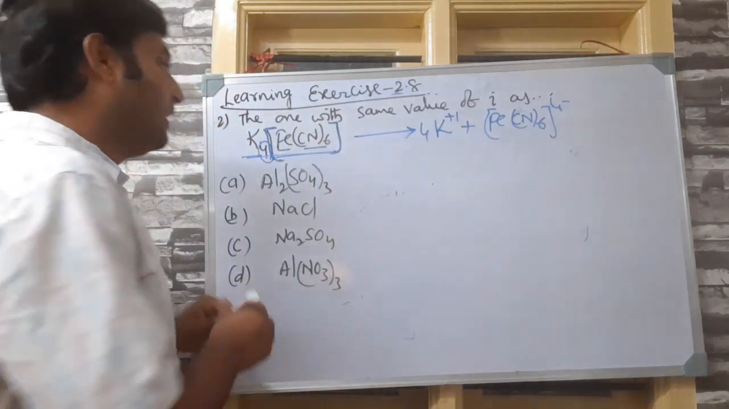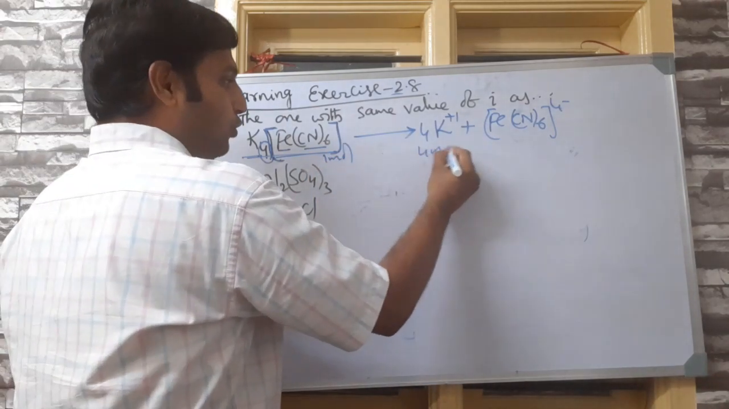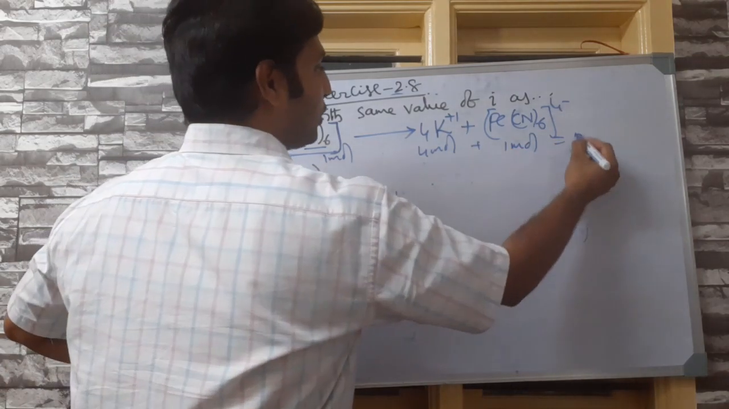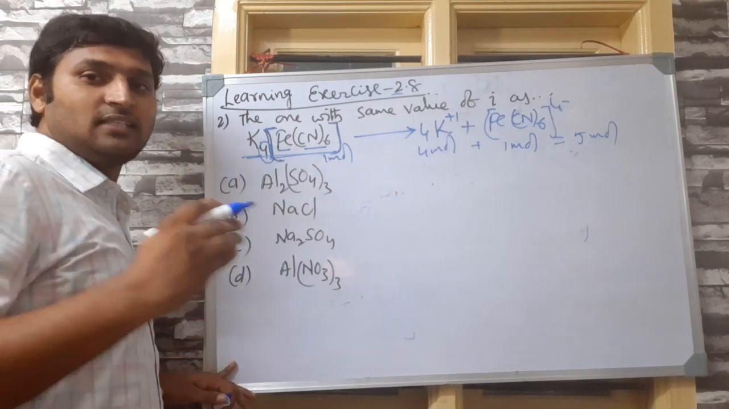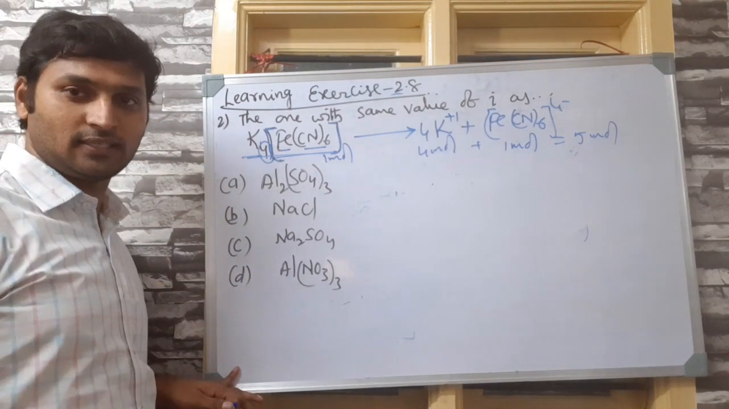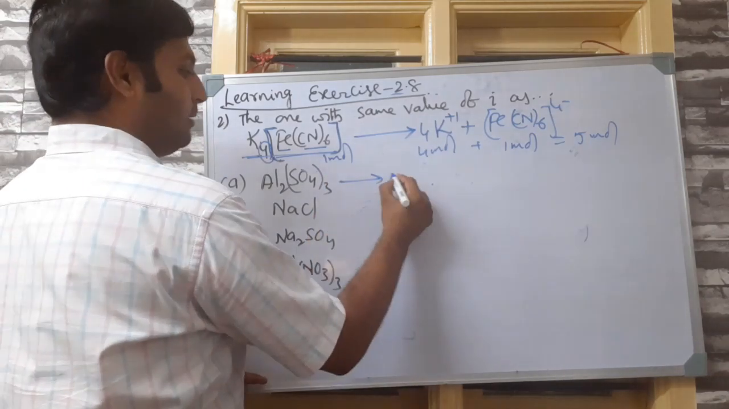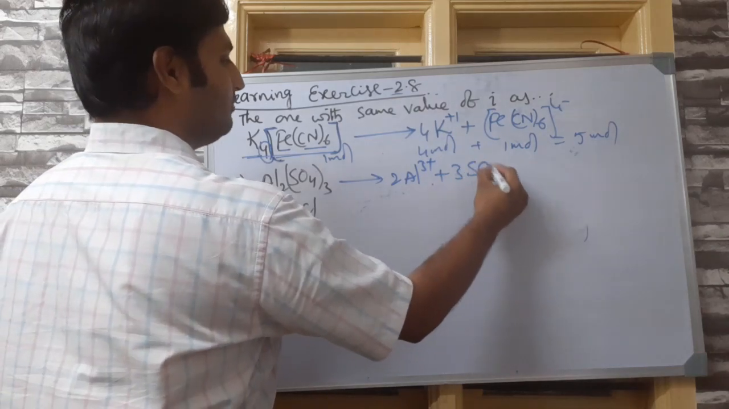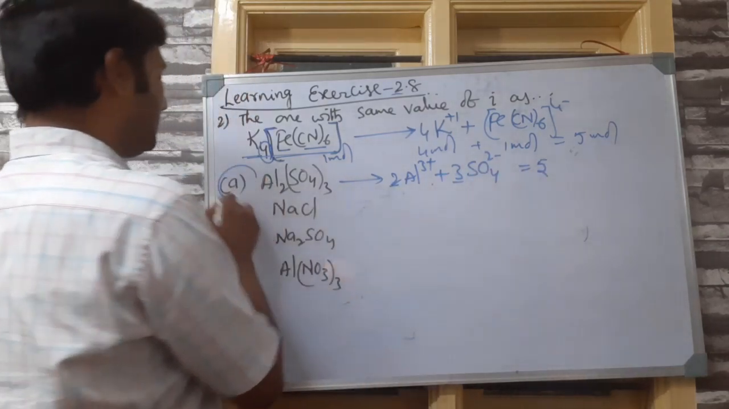That means every mole of potassium ferrocyanide gives 4 moles of potassium cations and 1 mole of ferrocyanide anion, total 5 moles. Now out of these, whichever gives you a total of 5 moles is your answer. I hope it is option A only, because aluminum sulfate gives 2 moles of aluminum cations and 3 moles of sulfate anions. 2 plus 3, total 5. So this is your answer.